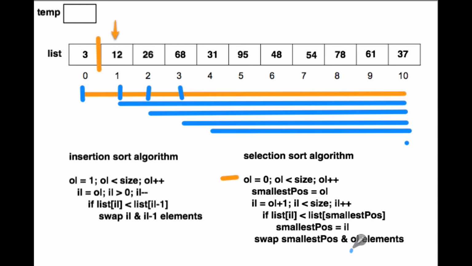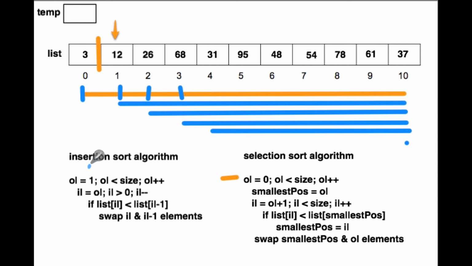And then at the end, the swap only occurs once after the loop is finished. We swap whatever's at the current smallest position with whatever OL is up to. So if OL was up to here, and we found the smallest position, we'd swap that element with where OL is up to, right? And that is selection sort. So I hope that's clear.